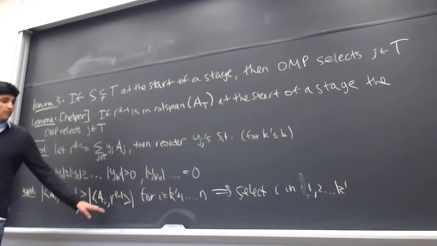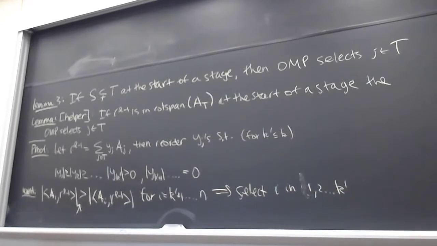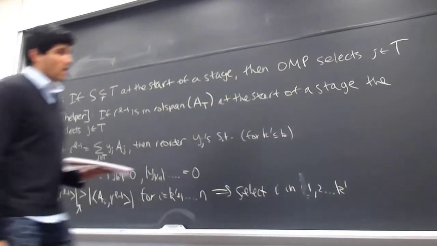Okay? We prove this condition, and it immediately implies that we really do select some index in 1 through k prime, which certainly is in the set T. Okay? So this is the key point of the lemma. So that completes the proof of the helper lemma now.